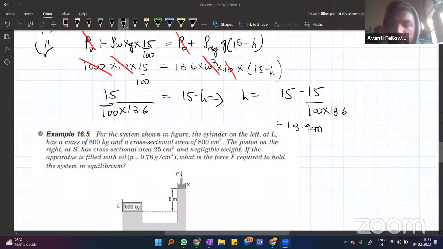I don't know what is happening today, but the internet is fluctuating a lot. Hopefully, I'm visible and the screen is also visible.